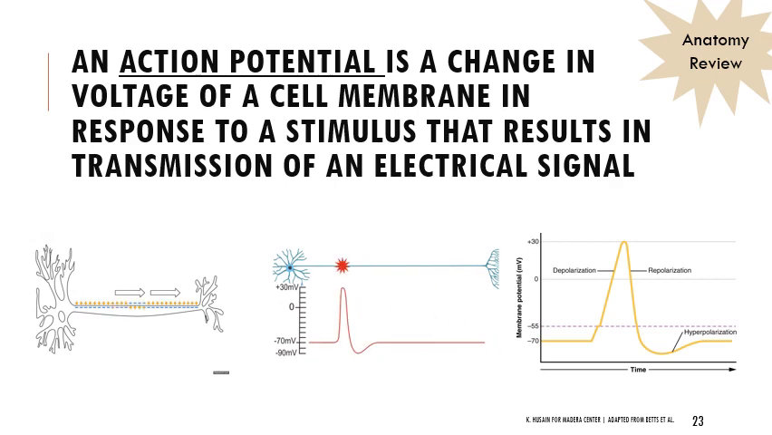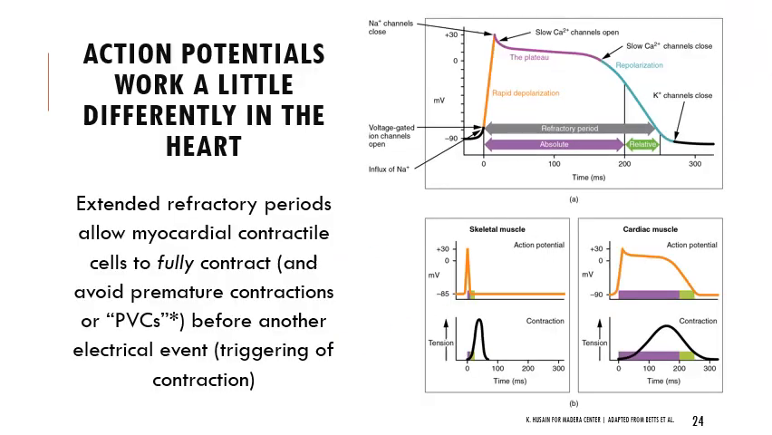Things look a little bit different when you're thinking about the heart. I mentioned those long-acting or slow calcium channels being open. One effect of those is that the time it takes to repolarize, and the refractory period before another electrical event or triggering of a contraction can occur again, is much longer. So we have a much extended refractory period for cardiac muscle than we do for skeletal muscle, and this plot looks a little bit different.